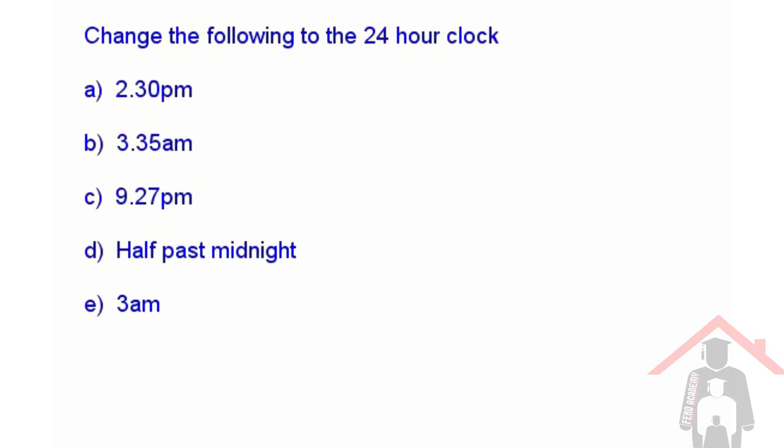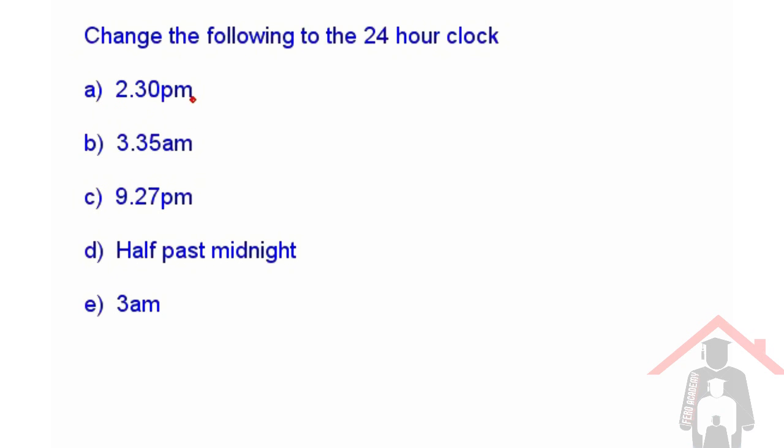Here are some questions for you. This one, because it's in the afternoon, we're going to add 12 onto this number. This one is in the morning, so we won't add 12, but we will make sure that our number has got 4 digits. Press pause and have a go at them. When you're ready for the answers, press play.